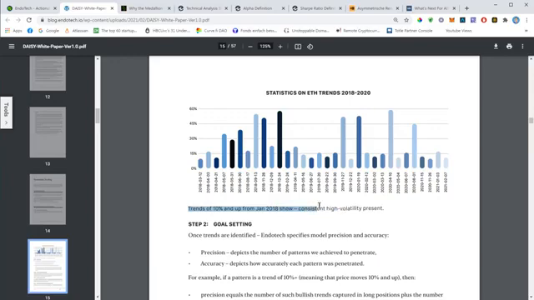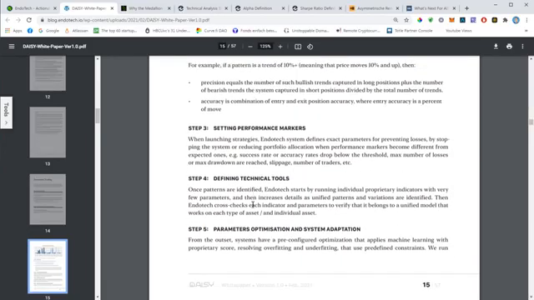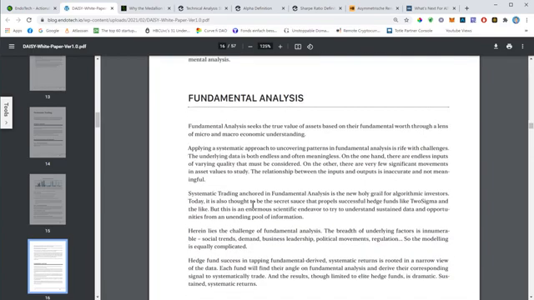So Ethereum has a lot of volatility, more than Bitcoin. And then they set up two different indicators. One is precision, one is accuracy. Precision depicts the number of patterns the algorithm achieved to penetrate, and the accuracy shows how accurately those patterns were penetrated. Okay. And then fundamental analysis. Fundamental analysis, and that's something we already discussed, seeks the true value of assets based on their fundamental worth through a lens of micro and macroeconomic understanding. Okay?